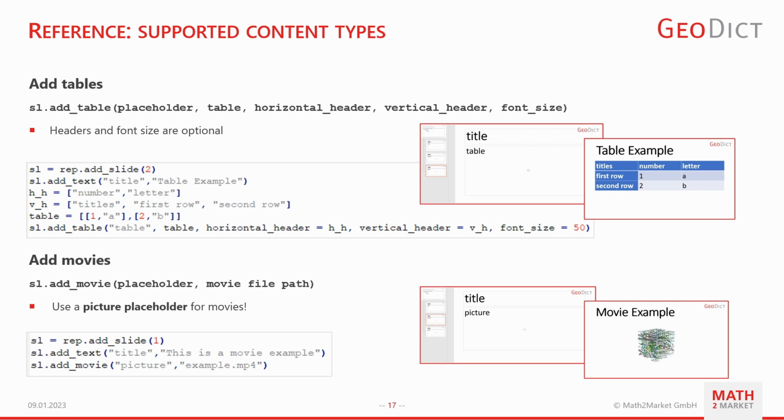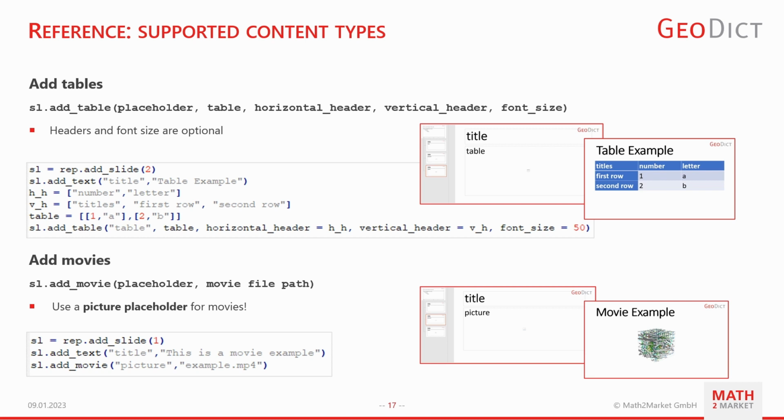And then the optional arguments, as you can see here, are horizontal header and vertical header, which can be specified too. We have only specified a horizontal header previously in our example. But you can also have a vertical header, as you can see here. So titles, first row, second row, and so on. These are specially highlighted then. We could have done this in our example too. As in the text example, you can also specify a font size.